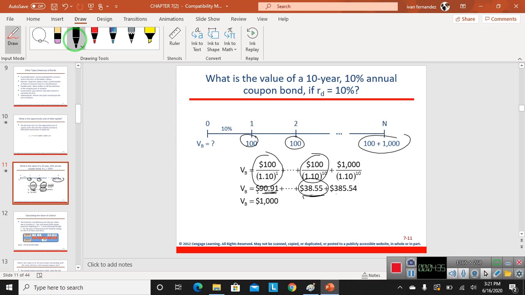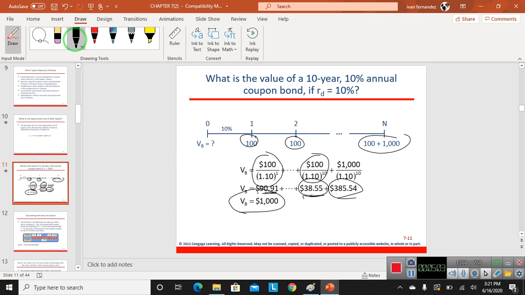And then finally, the $1,000 discounted to today. $1,000 divided by 1.10 raised to the 10th power is $385.54. You add them all together and you find that the price, the value of this bond, is $1,000, which you're probably thinking is kind of weird because I thought that was the value of the bond. No, the face value of the bond is 1,000.